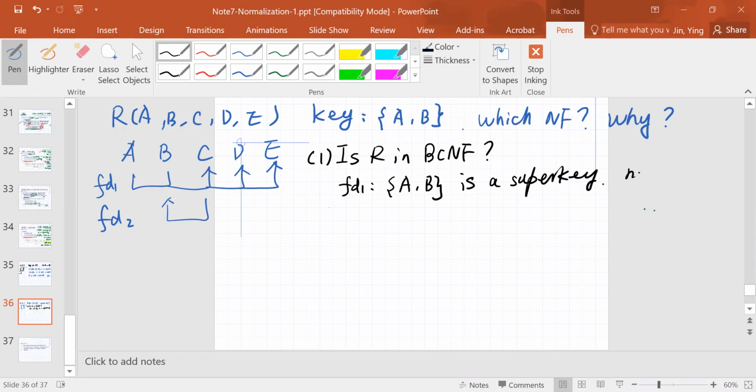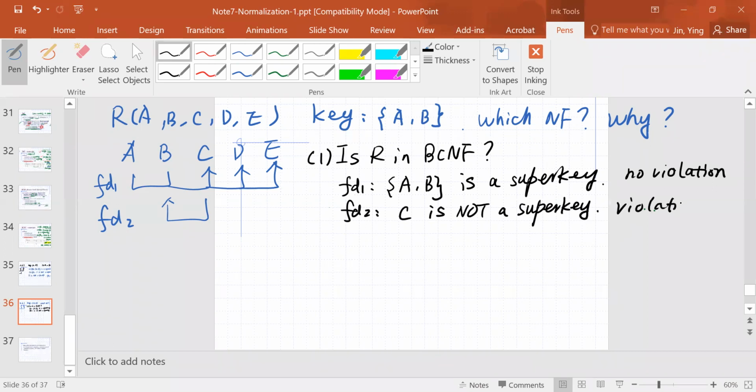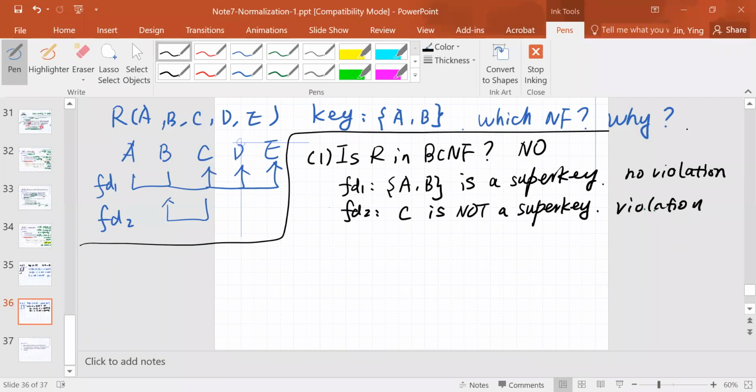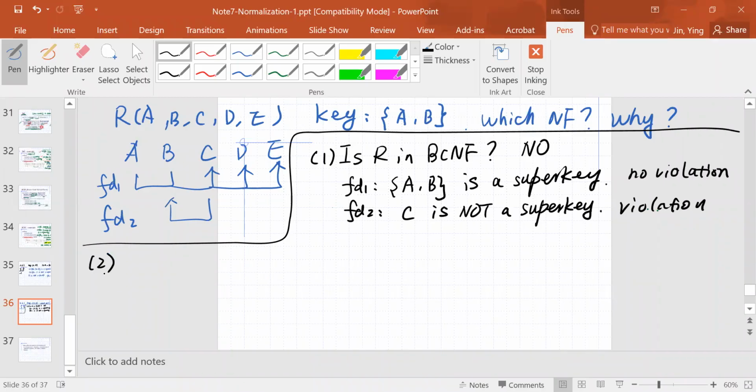Right, so no violation. And then we'll see FD2. C is not a super key, right? C does not contain the key. Okay, so we found a violation. So as a result, this is no. Since this is no, I need to move on to the second step. If something is in BCNF, that's it, you finish.